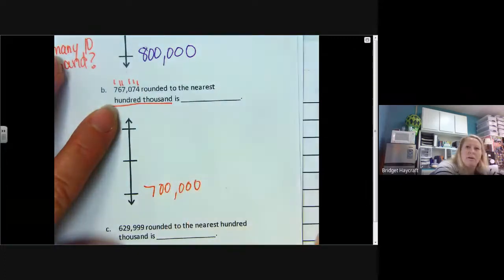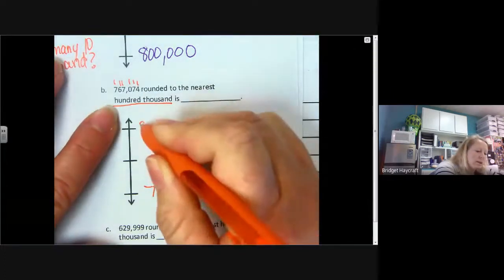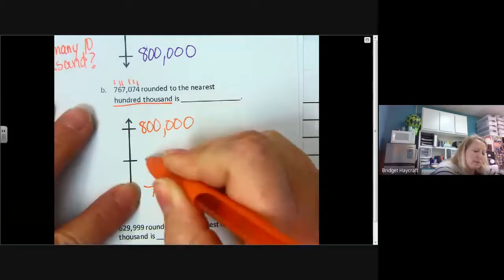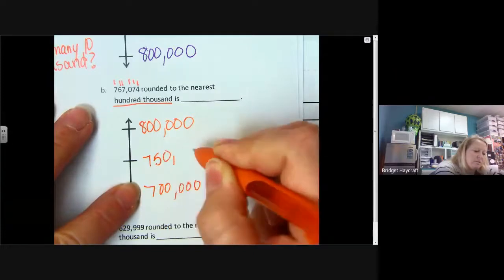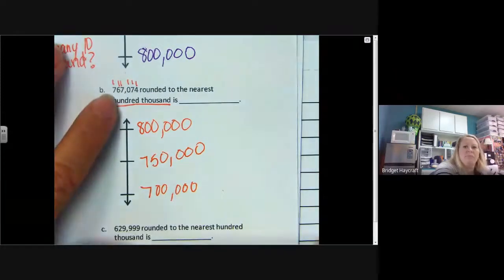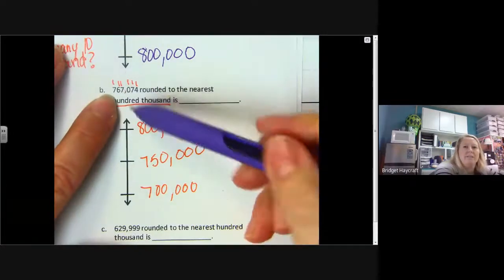So I have 700,000 should be on the bottom. One more 100,000 is 800,000. The midpoint is going to be 750,000. Then I have to put my number on the correct spot. Well, I've got 767.